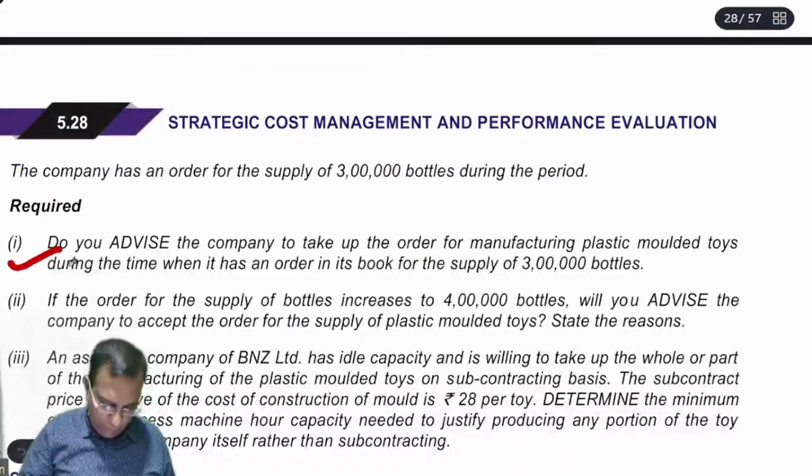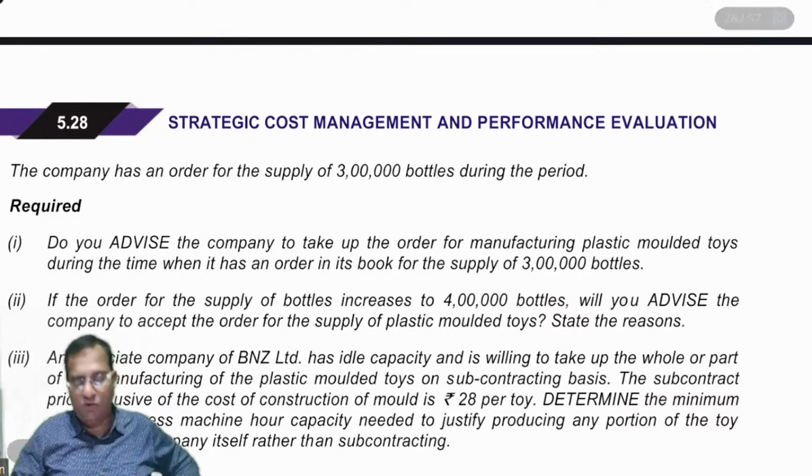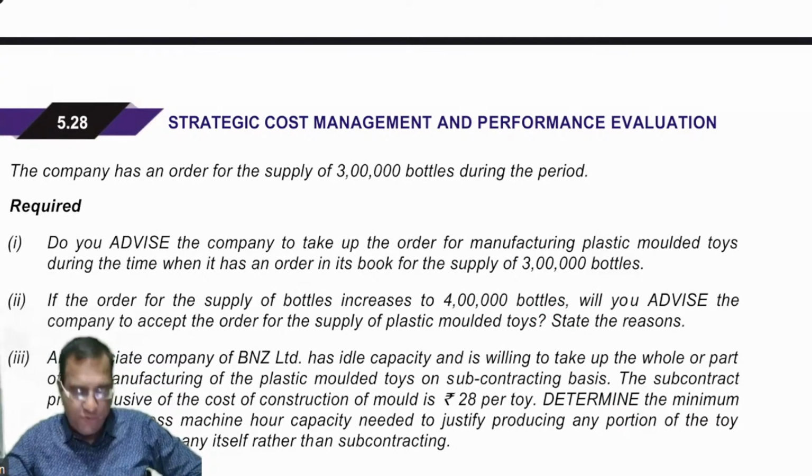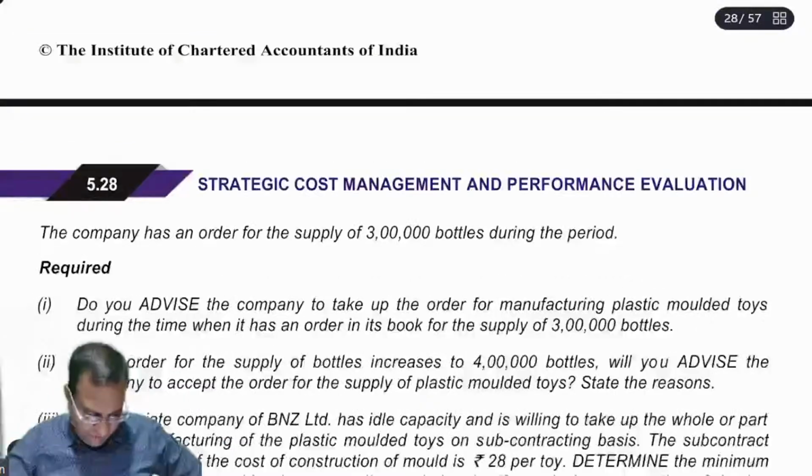Requirement part number 3 is the most important requirement part of this particular question. The first and second are comparatively easy as compared to requirement part number 3. The green part is requirement part number 3. Okay, beta, so let's start this question.